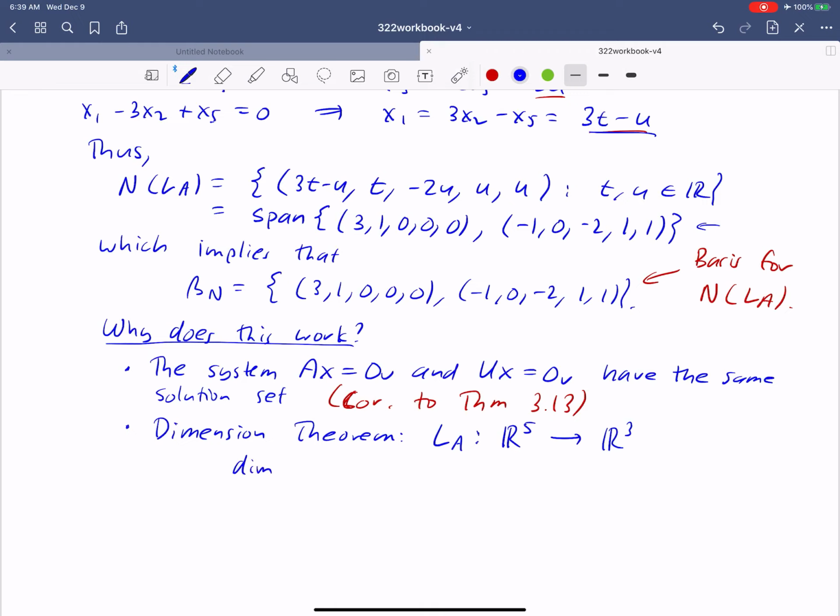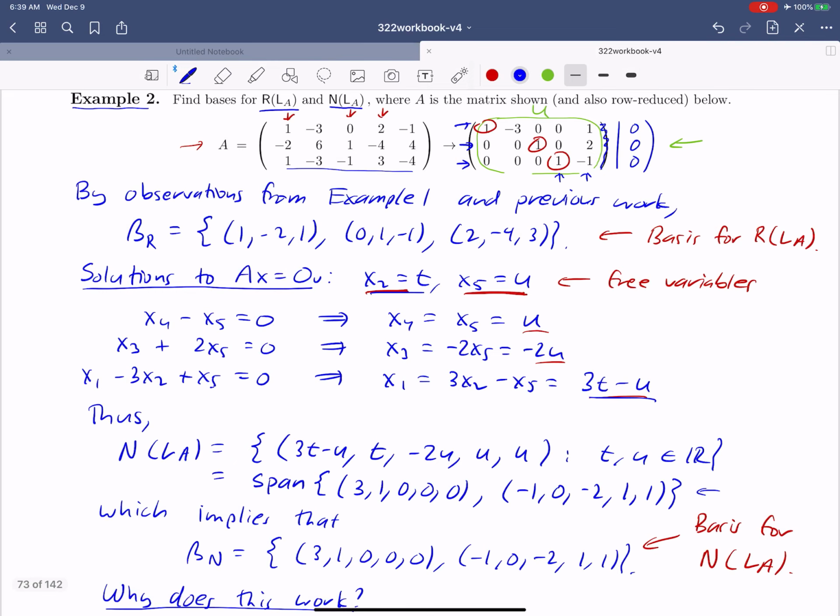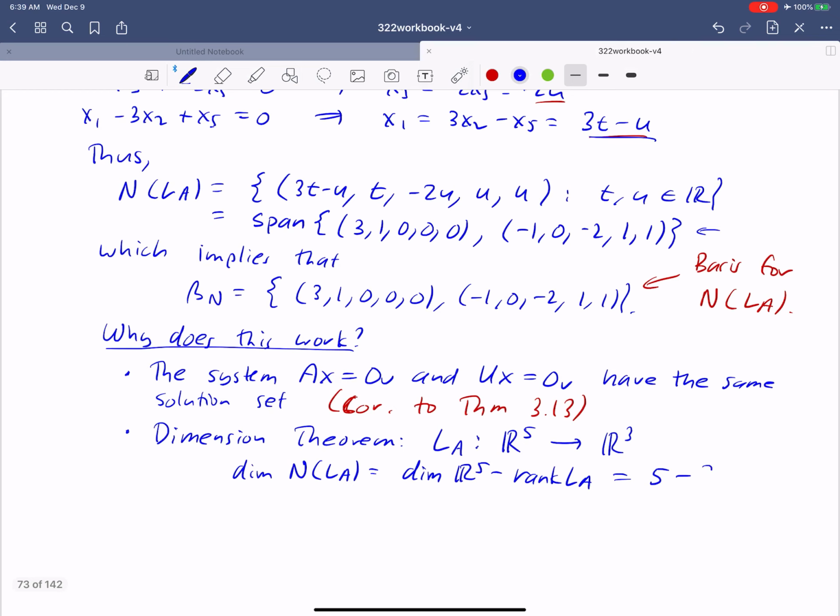Well, if we rearrange the equation, it tells us that the dimension of the null space of A is equal to the dimension of the domain, R5, minus the rank of LA. But we know what those two numbers are. The dimension of R5 is 5, and the rank of LA, that's just the number of vectors in this basis up here that we found, 3. So we get 5 minus 3. What do we get if we do that? We get 2. And notice that that 2 matches the number of vectors in what we claimed was a basis for the null space.